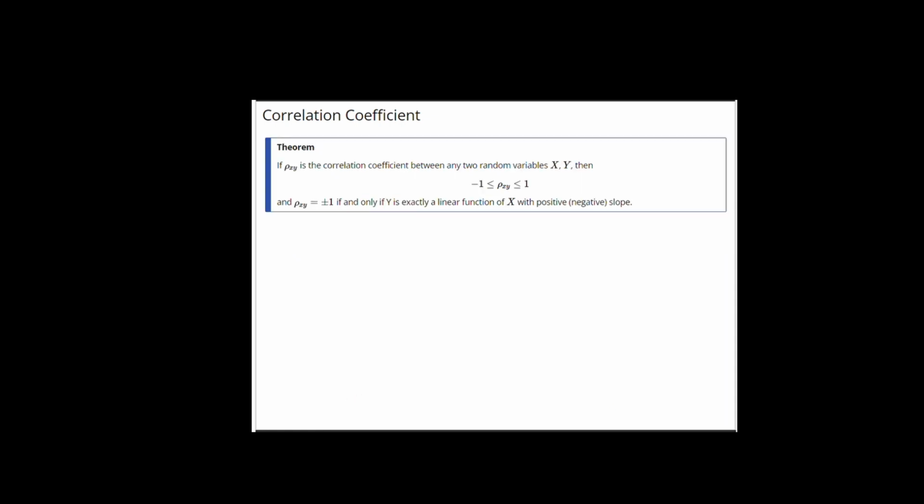We've already seen correlation coefficient is a quantity which lies always between -1 and +1. Indeed, if it's exactly equal to either one of those two extremes, +1 or -1, then x and y are perfectly linearly related, which means that, for example, y is a linear function of x. If it has positive slope, rho is +1. If it has negative slope, rho is -1.